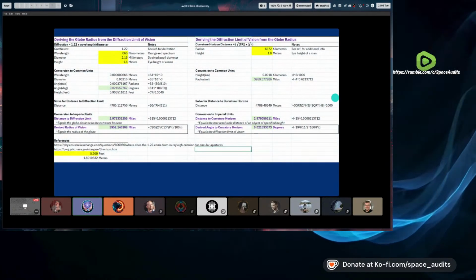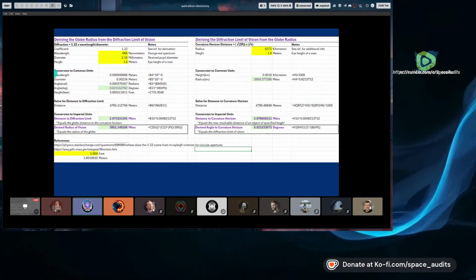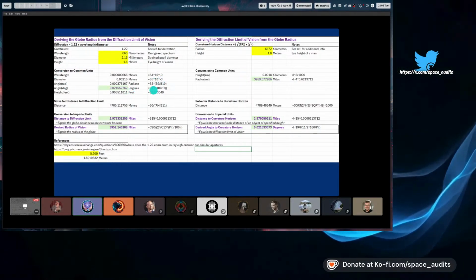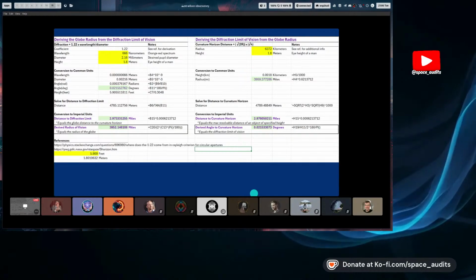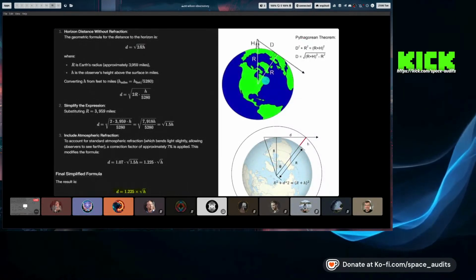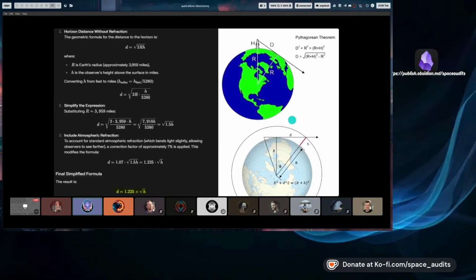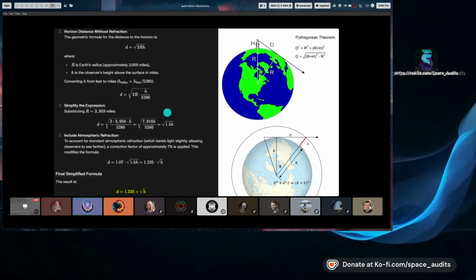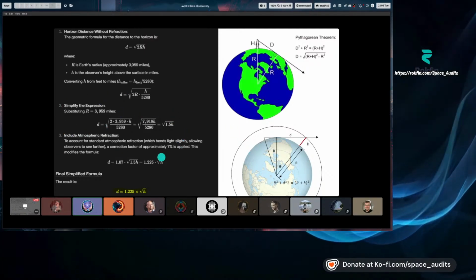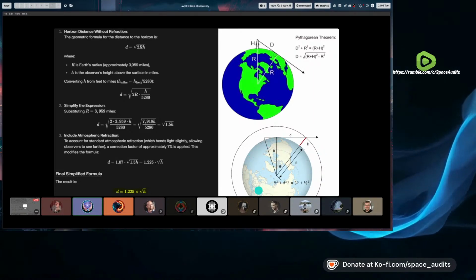If you wanted to set up your spreadsheet to show that, here are the steps to show that. Here's what the formulas would be based on where everything is. Super easy. Again, if we wanted to physically depict what we were talking about before with the geometric distance to the horizon, here's how it would simplify. Here's another depiction of it.